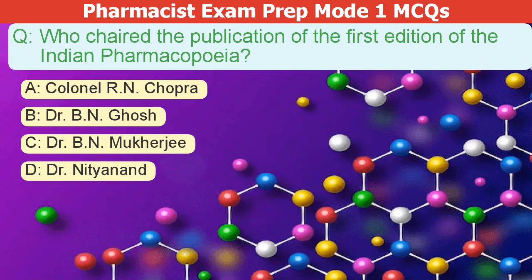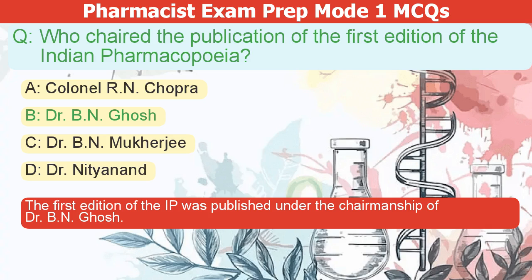Who chaired the publication of the first edition of the Indian Pharmacopoeia? A. Colonel R. N. Chopra, B. Dr. B. N. Ghosh, C. Dr. B. N. Mukherjee, D. Dr. Nityanand. The correct answer is B. The first edition of the IP was published under the chairmanship of Dr. B. N. Ghosh.